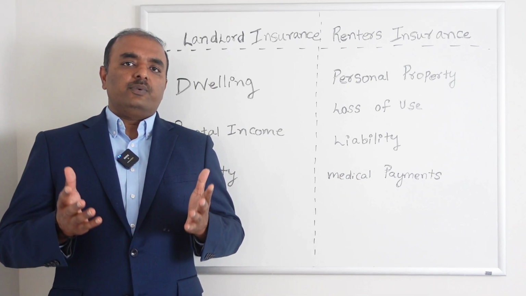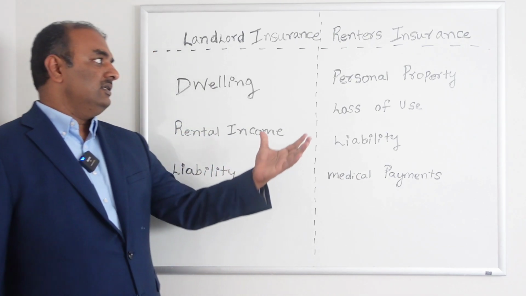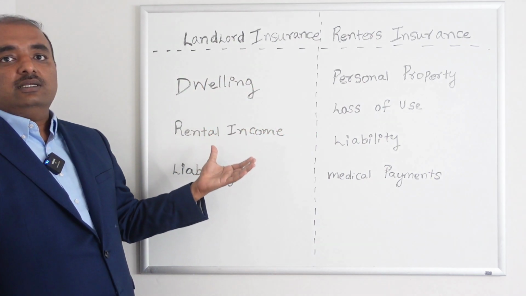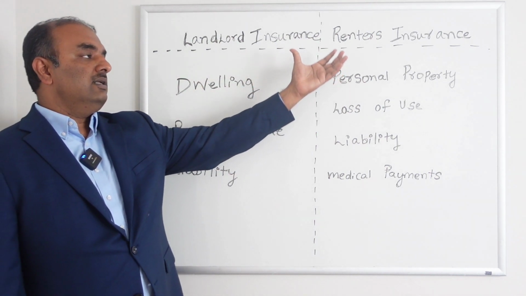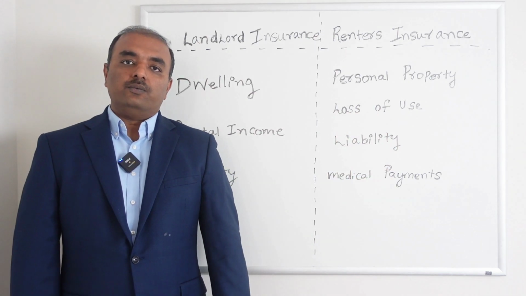So this is what pretty much I wanted to cover. Cover the differences between landlord, which is nothing but a dwelling policy, and then the renter's policy, which is HO4.